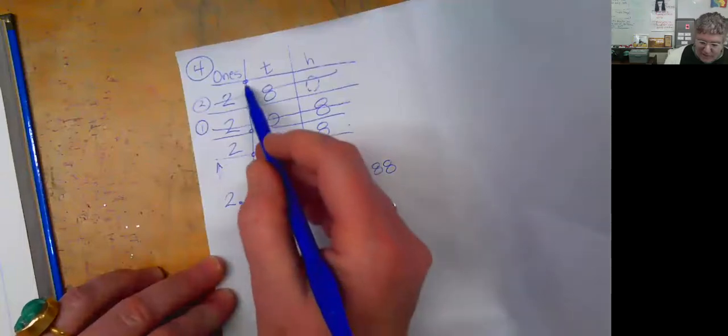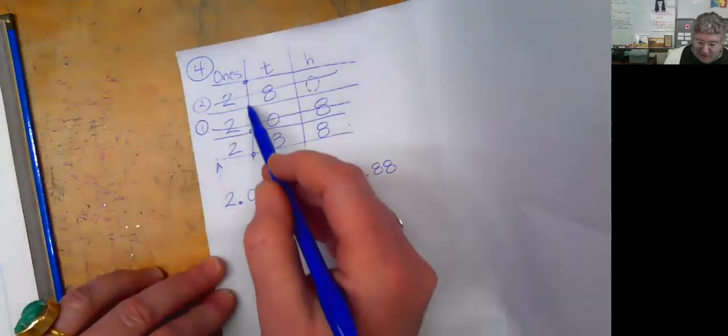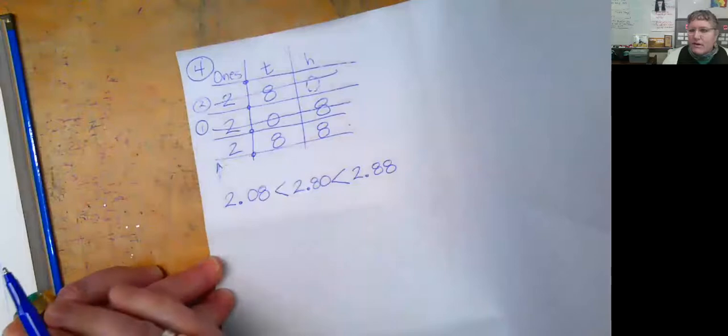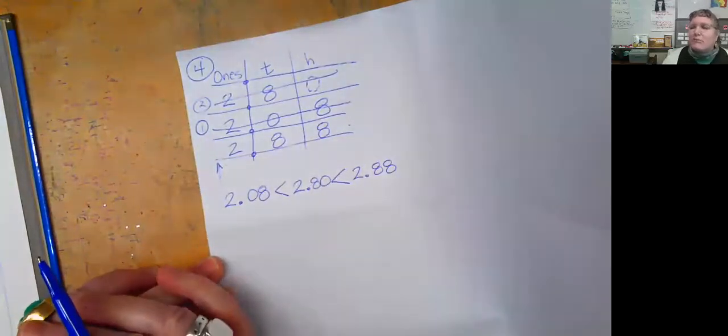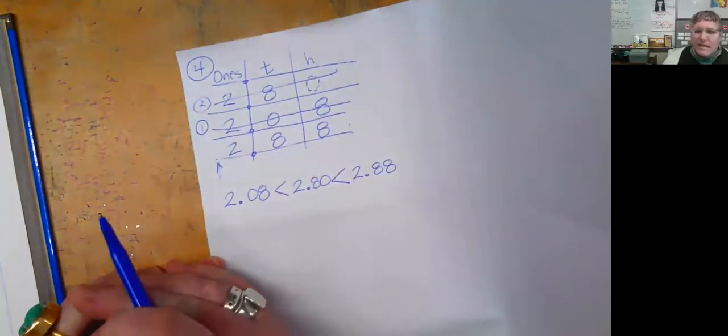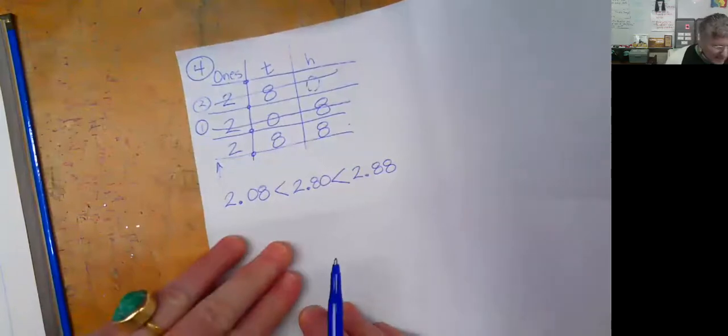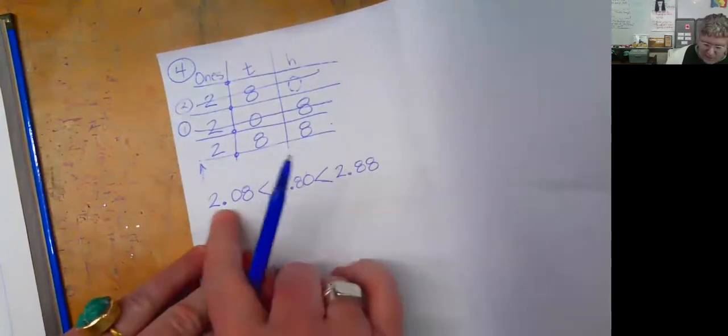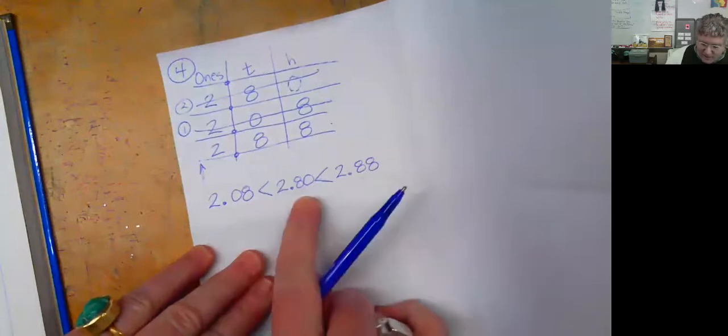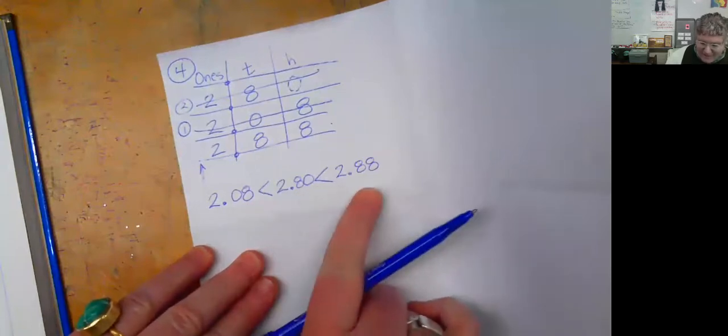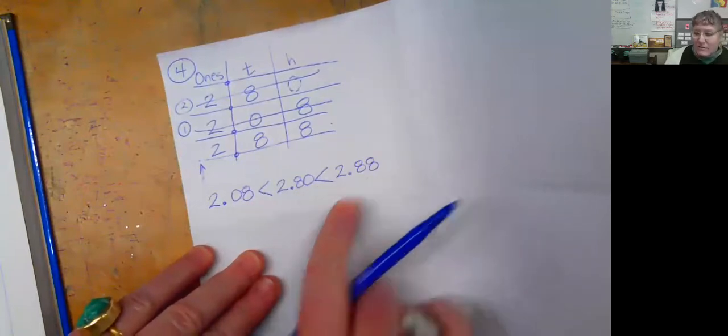Also, the other key is remembering that these have to all be stacked up, right? That's really, really, really important. In fact, that's key to comparing decimals. Okay, so we know that 8/100 is definitely smaller than 80/100, and that's definitely smaller than 88/100.